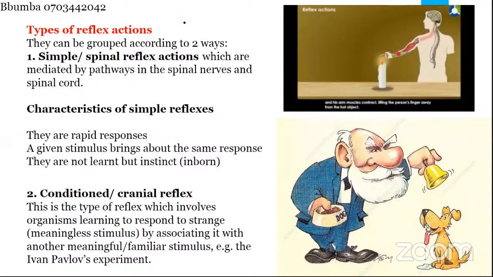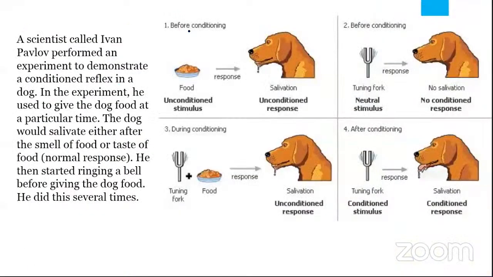So here you can see that, according to this scientist called Ivan Pavlov, he performed an experiment to demonstrate a conditioned reflex, that is, you can learn something. In the experiment, he used to give food to the dog at a particular time, and the dog would salivate after either the smell or the taste of the food. So he then started ringing a bell before giving the dog food, and he did this several times. You can see it here. Bring the food, the dog salivates. Ring the bell, nothing.